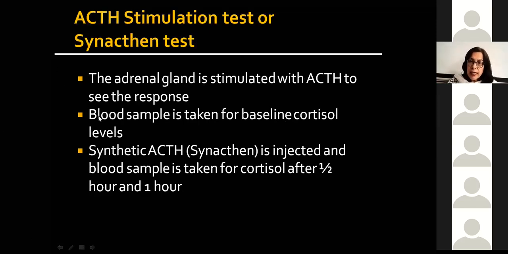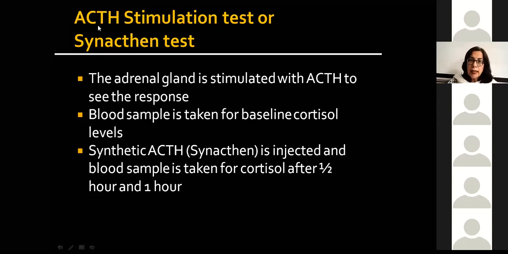Then there is a test to stimulate, as we did before, when we are suspecting low levels of cortisol, we try to stimulate it. In Cushing's, what were we doing? We are suspecting high cortisol, we are trying to depress it by giving dexamethasone. Here we are thinking that there is low cortisol, we try to stimulate it. How do we stimulate it? By an ACTH stimulation test, or this is called a Synacthen test.